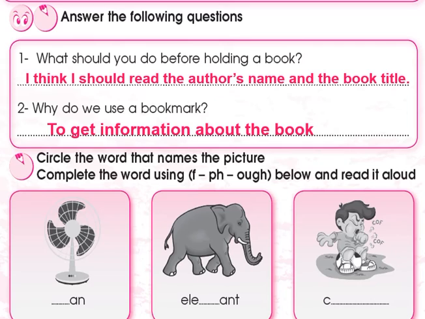Complete the word using F, PH, and OUGH below and read it aloud. The first picture, fan, and the second one, elephant, and the third one, cough. Fan, elephant, cough.